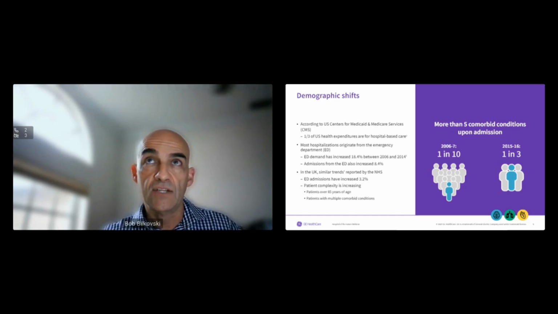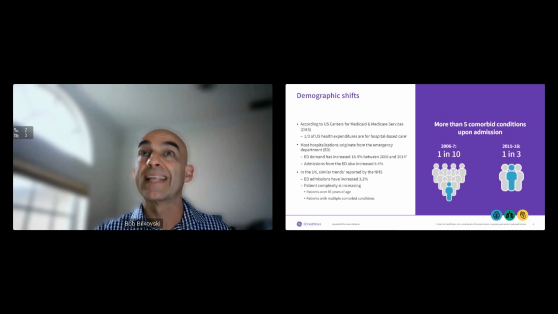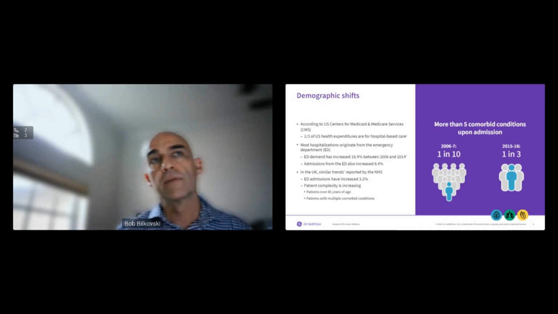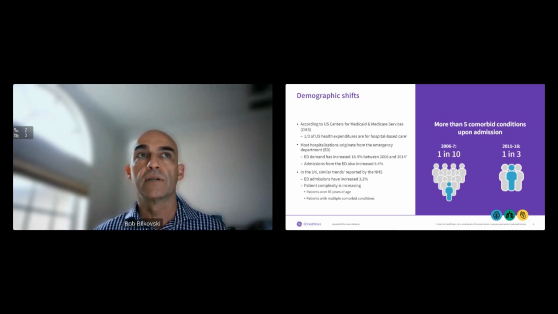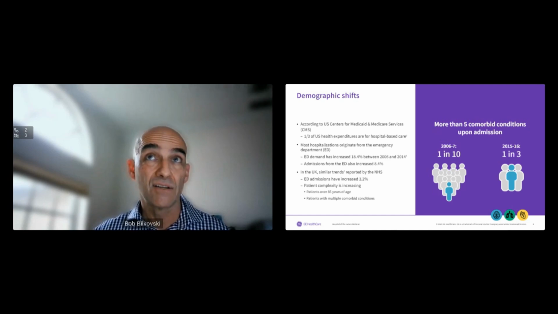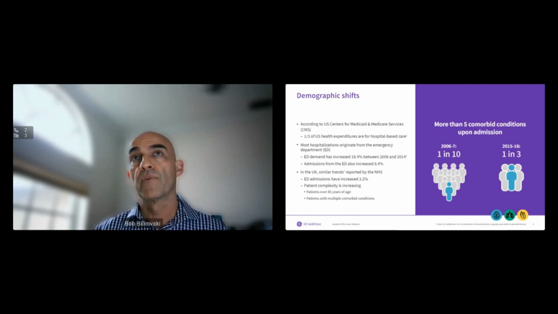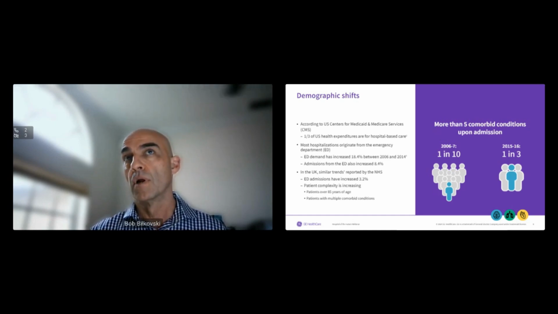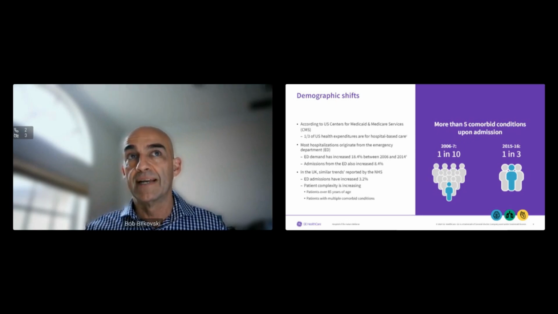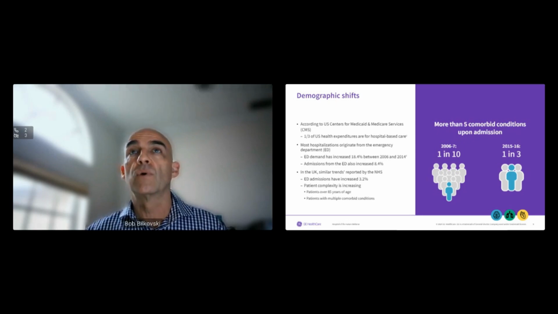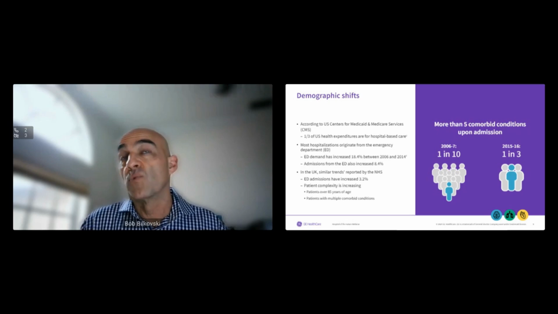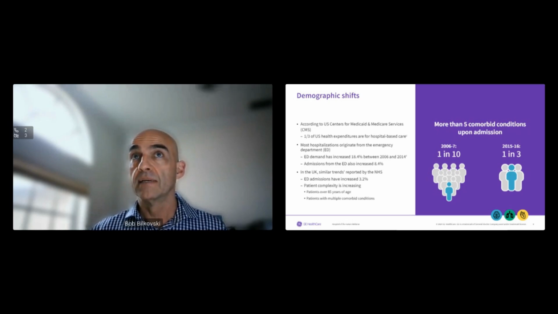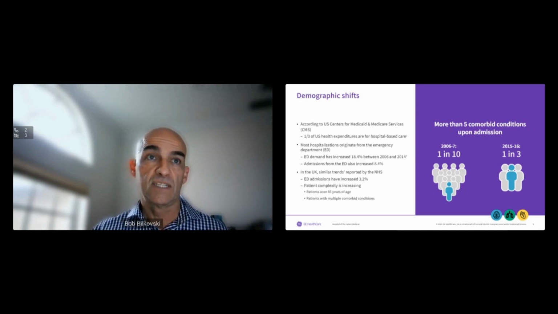Complexity is increasing, age is increasing. Those comorbid conditions are stacking up, as we say. And the graphic to the right just tries to help paint the picture. Back in 2006, not that long ago, the number of patients that were admitted with 5 or more comorbid conditions was 1 in 10. That's changed. In 2015 to 2016, that has increased to 1 in 3. So it's quite striking that there is a demographic shift occurring of patients coming into the hospital.